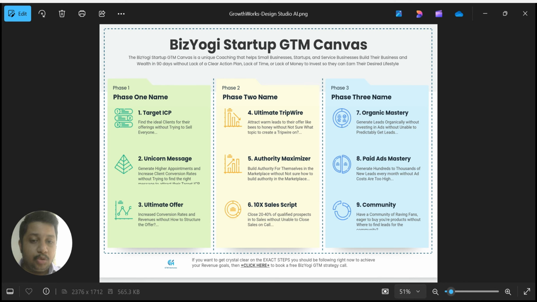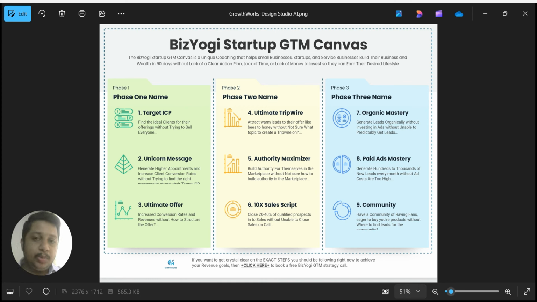Now we come down to the sixth point, which is the 10x sales script. The unfortunate problem of the majority of businesses, majority of service businesses, majority of owners is that once the lead comes in and someone comes to speak to them, they do not have a proper sales process elaborated. In this GTM Canvas, we go through the sales script in complete detail, where we set up and elaborate all the points to set up your sales process, your sales journey, in terms of what the customer experience would look like.